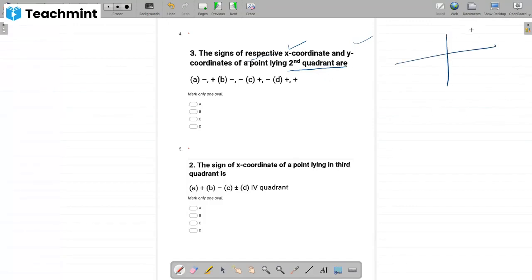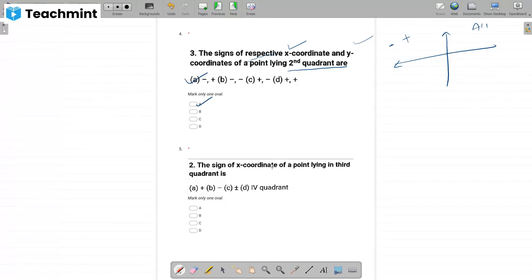So we know that in first quadrant all are positive. In second quadrant, since we have negative axis, so x is negative and y is positive because y is here in the upward direction. So the sign of x coordinate in second quadrant is negative and y coordinate is positive. So the correct option will be minus plus, first option. Okay, so here A is the correct option.